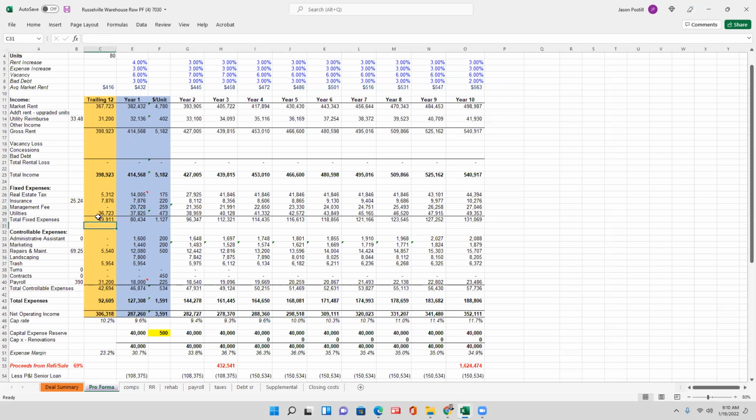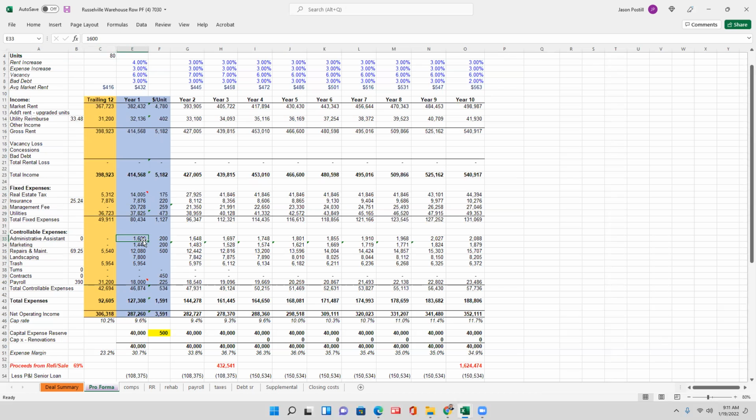So his total fixed, these are fixed expenses, and then we're going to get to the controllable expenses. So his fixed expenses, these are things that usually won't change. I mean, management fee, that's arguable, right? You could maybe put that in controllable, but utilities are pretty fixed. Insurance, give or take a few bucks, but taxes, these are fixed. So then we go to the controllable. He did not have much of anything.